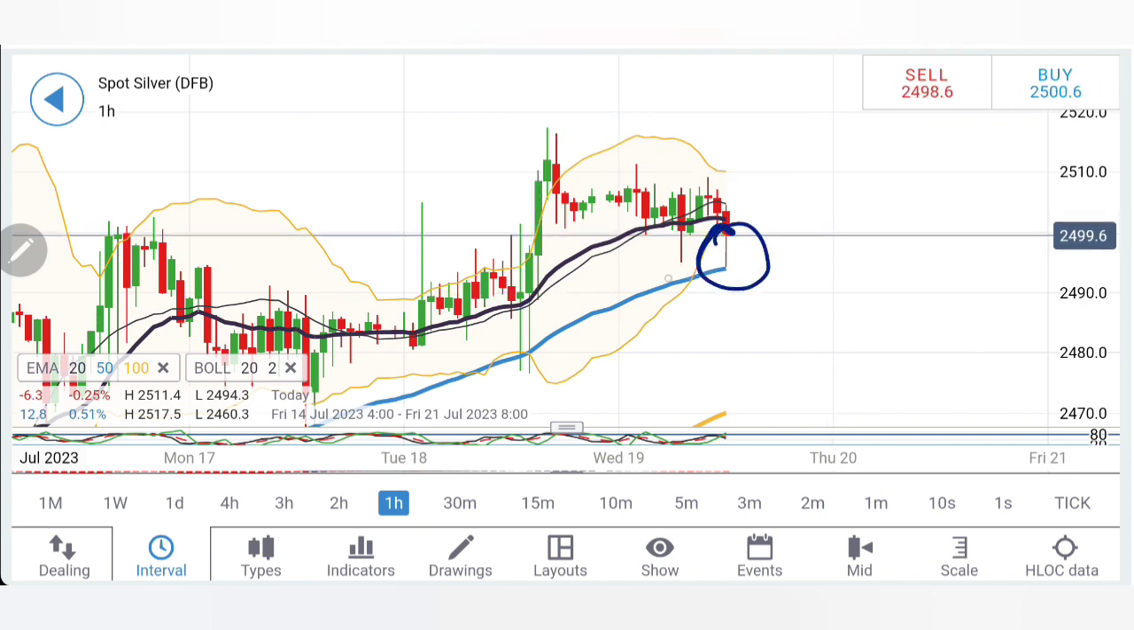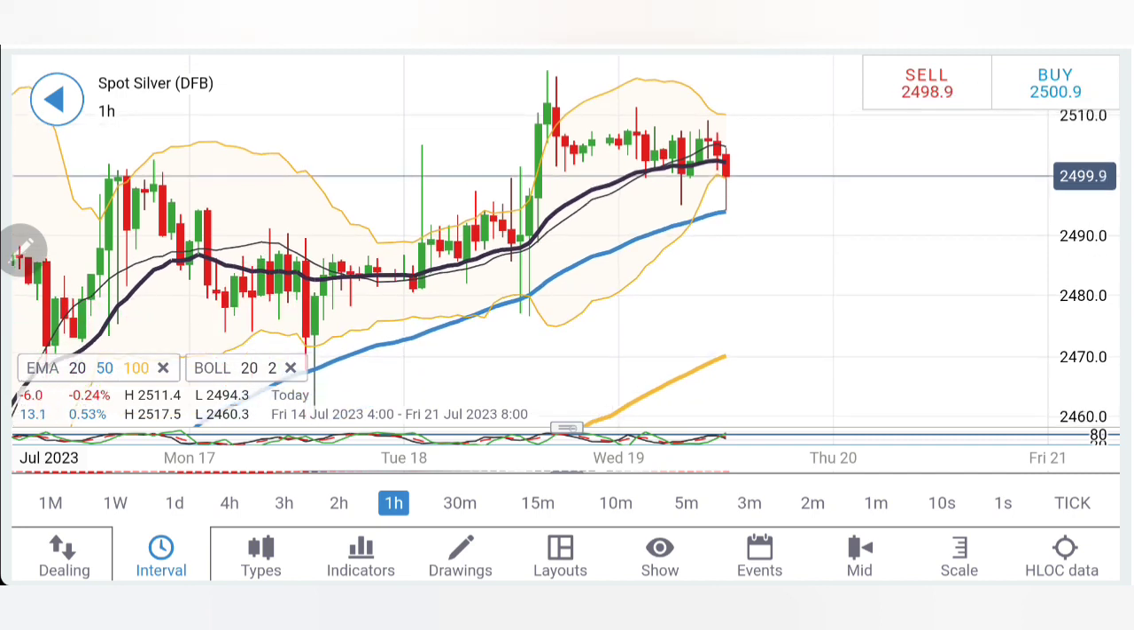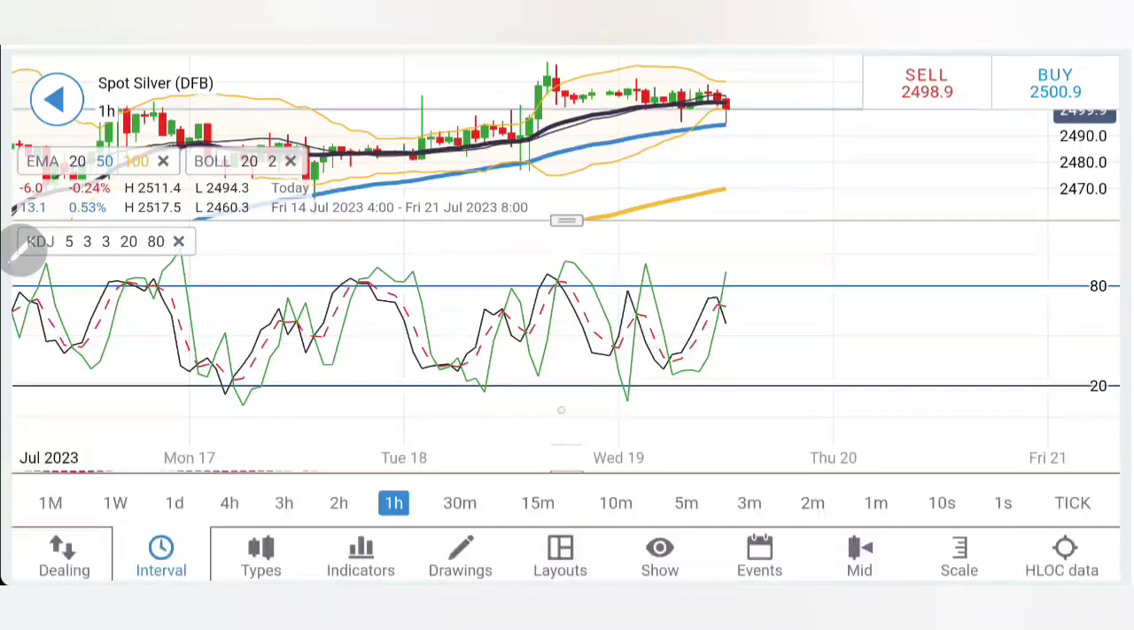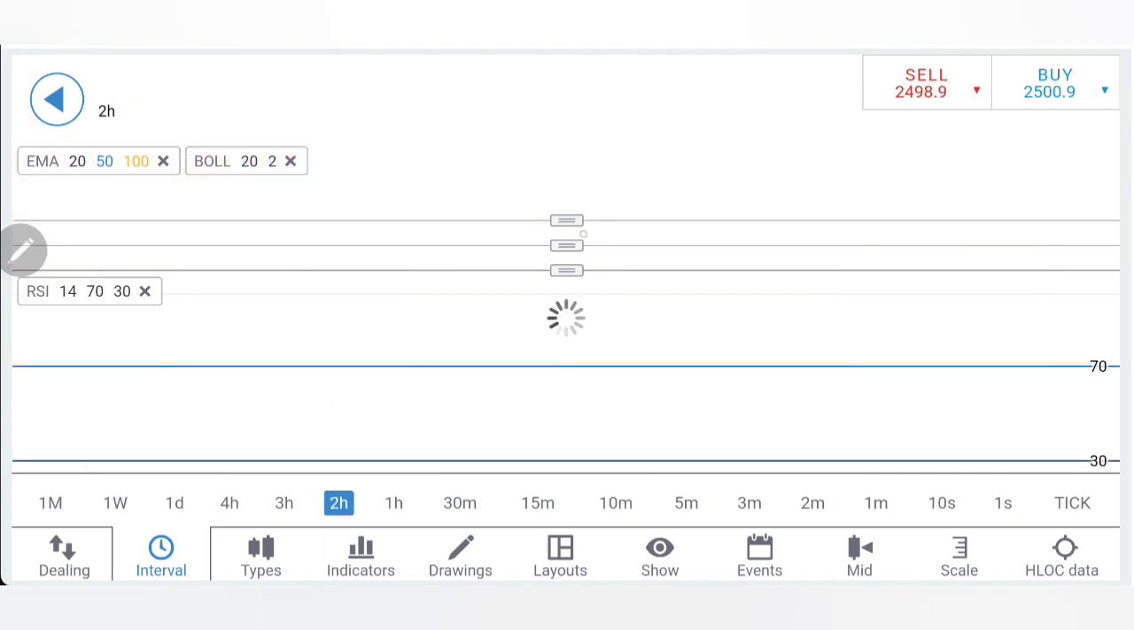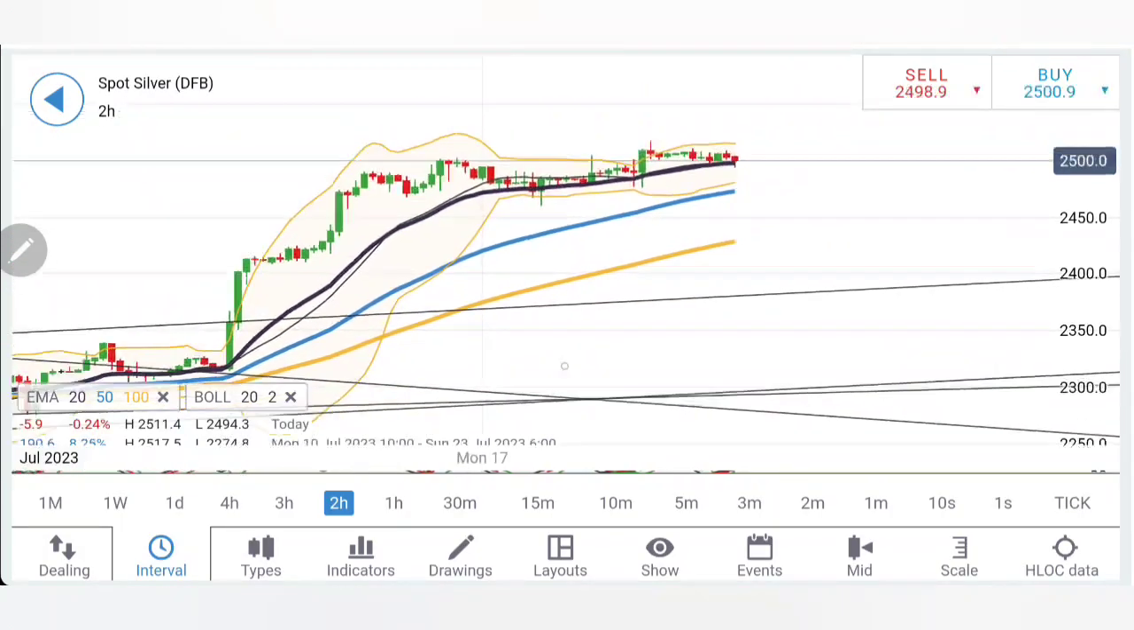Now see, this candle was outside Bollinger Bands. It tried to break the bands here but failed to do so. Also it has achieved the 50 period moving average. That is why I discussed and we shared in the morning update that 24.95, 24.90, 24.80 are three major support levels for silver. Stochastic looking down, MACD bearish, RSI looking down. That is also a slight bearish indication.